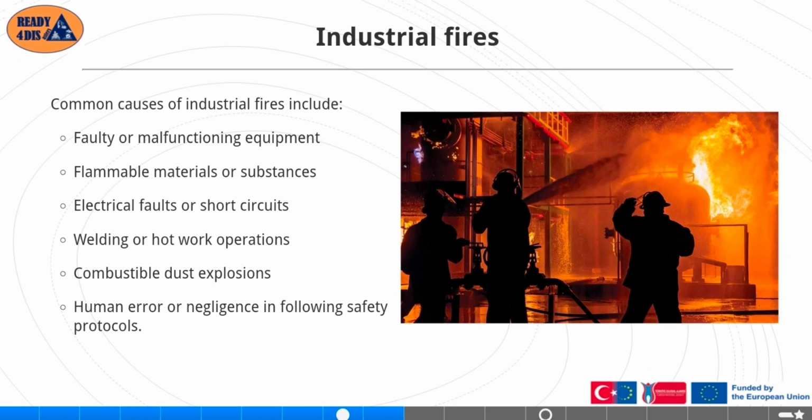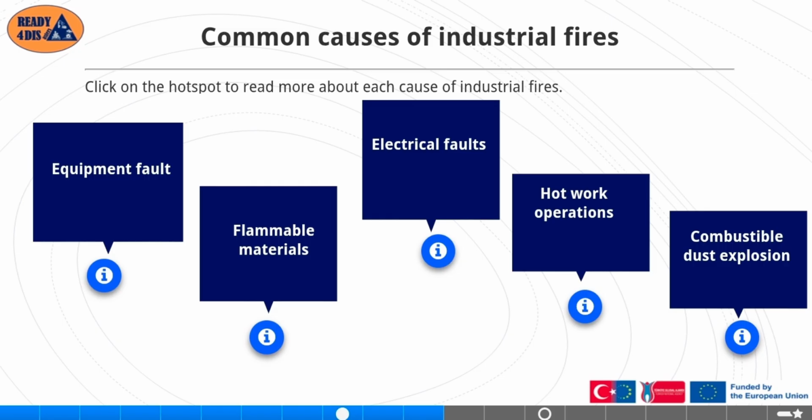Industrial fires. Common causes of industrial fires include faulty or malfunctioning equipment, flammable materials or substances, electrical faults or short circuits, welding or hot work operations, combustible dust explosions, and human error or negligence in following safety protocols.